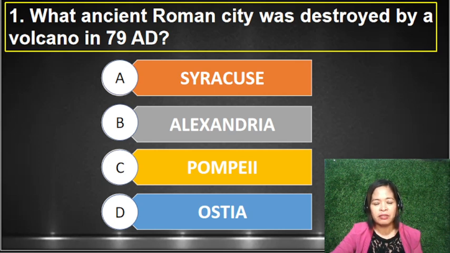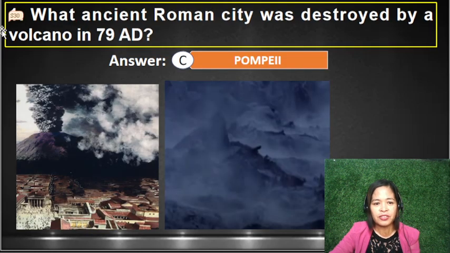What ancient Roman city was destroyed by a volcano in 79 AD? A. Syracuse, B. Alexandria, C. Pompeii, and D. Ostia. The answer is Pompeii, the city of Pompeii. It is located at the south of ancient Rome, along the coast of Italy, in the shadow of Mount Vesuvius, an active volcano.